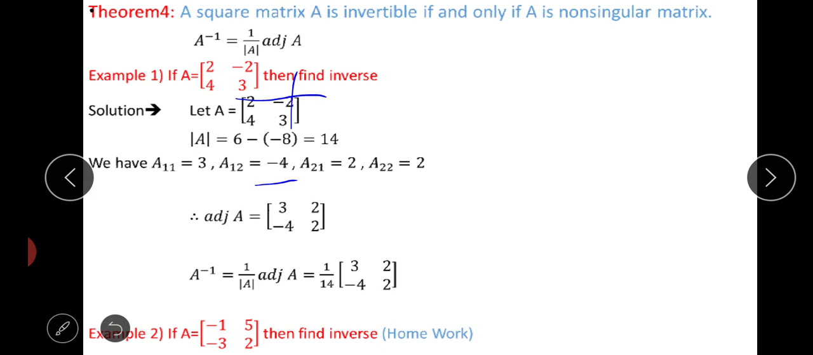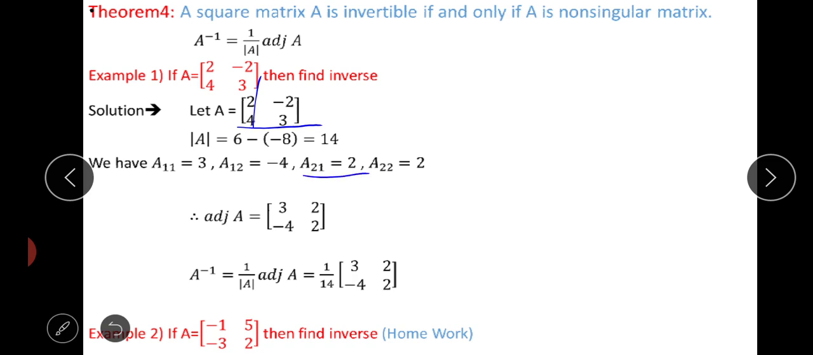Then cofactor of A21. Delete second row, first column. What will we get? Minus 2. This is the minor of A21. But the cofactor of A21 is minus 1 to the power 2 plus 1, which is 3. Minus 1 to the power 3 is minus 1, into minus 2, we will get plus 2.